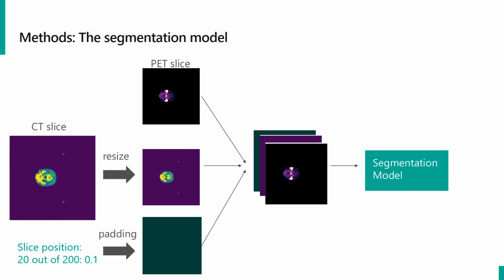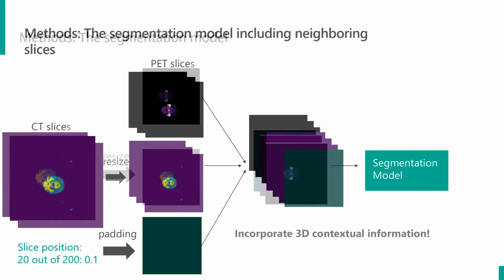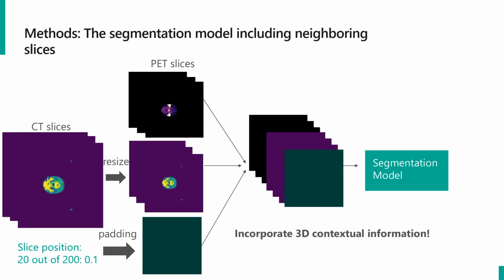Here is our model. We have 3 types of inputs. The first is a PET slice, second is a CT slice, and the third is the slice position. And then we concatenate all these 3 types of input together and feed it to a segmentation model. We also try to include not only the center slices, but also the neighboring slices. Hopefully, the neighboring slices will incorporate 3D contextual information that improves the model performance.